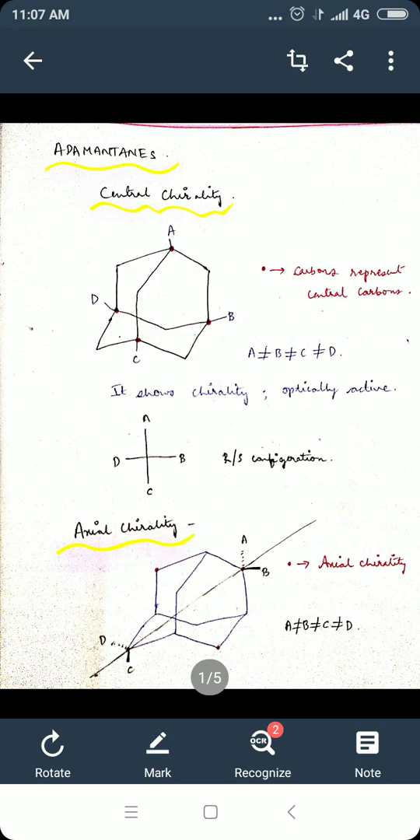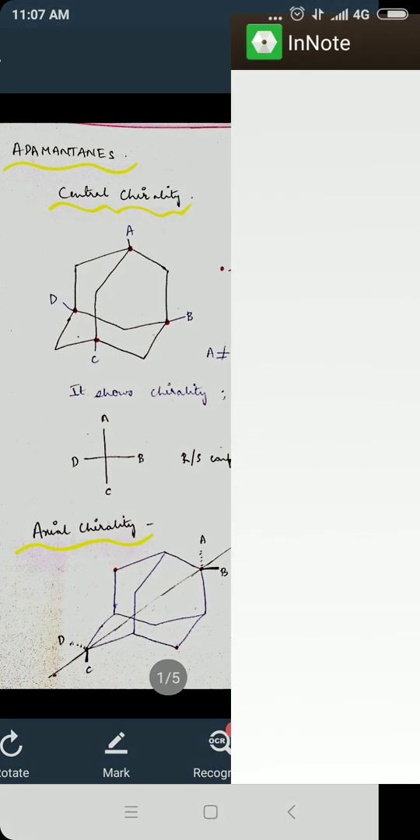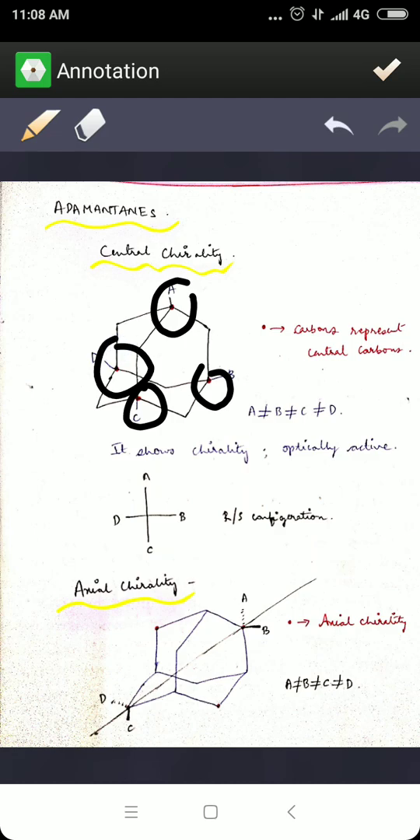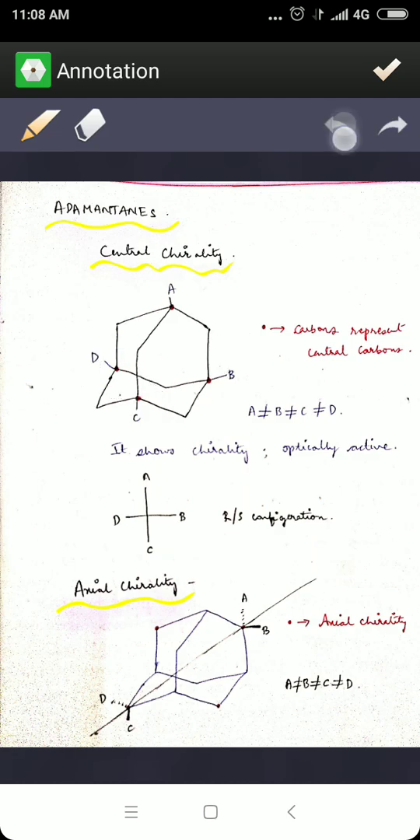So in central chirality, we can see that the carbon atoms which are bridged constitute the central chirality. Now that is the A, B, C and D. So these four points are the bridged carbons you can see. So these exhibit the central chirality. That is, any functional group which is attached to these carbons, you can easily identify the RS configuration, and this determines the chirality.